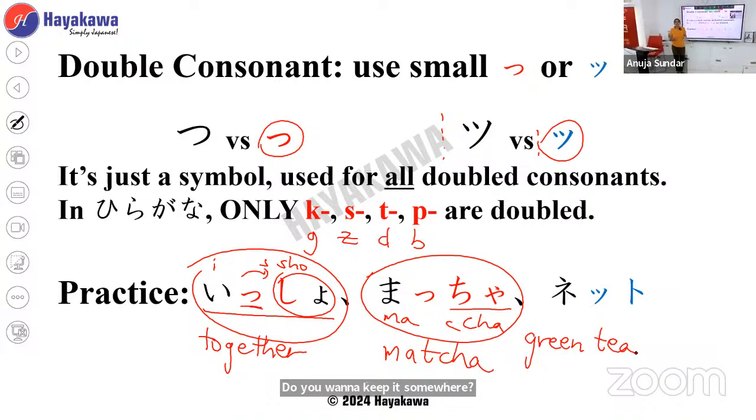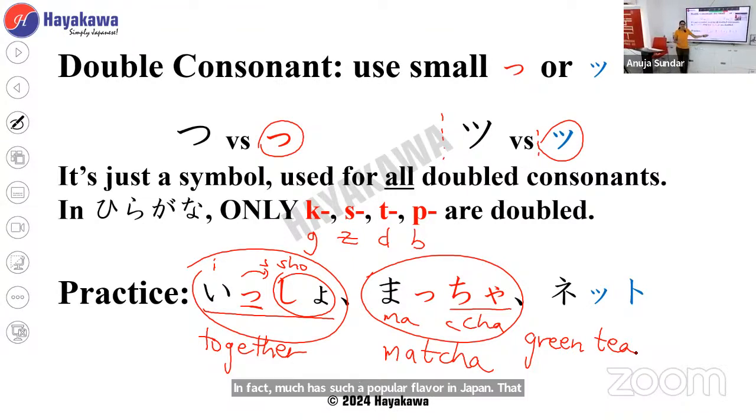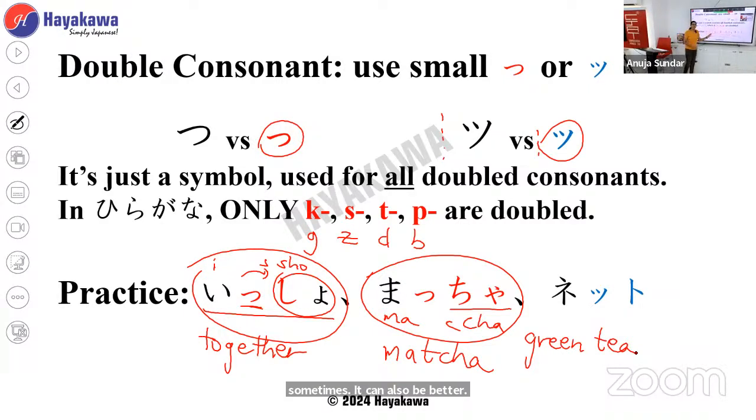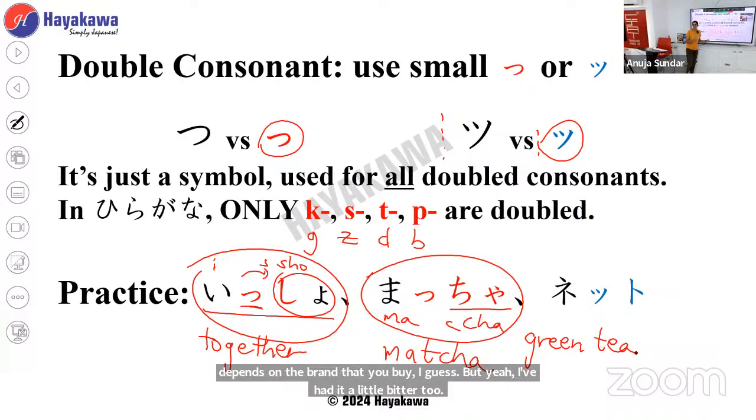In fact, matcha is such a popular flavor in Japan that chocolates have matcha flavor, right? They have matcha flavored filling. But matcha powder also tastes sweet. Yeah, it's a little bit sweet sometimes. It can also be bitter. It depends on the brand that you buy, I guess. But yeah, I've had it a little bitter too. So it's a very unique flavor. If you can, try it. Kit Kat matcha flavor is a super popular thing in Japan.